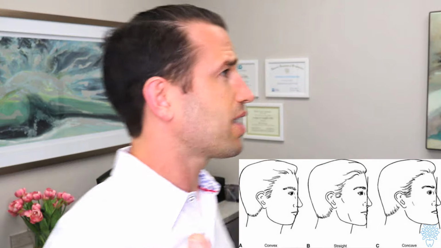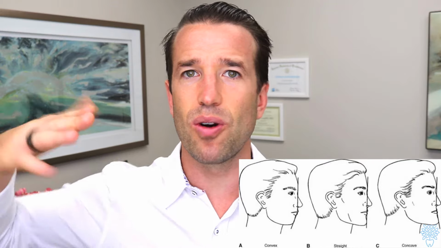Let's go through the look of the head. So sometimes we'll say it's straight, we'll say it's convex, or it's concave. And what the heck does that mean? Concave is in general a class 3 looking bite. That's when you look from the side and it has a bite where the lower teeth seem too far forward. So it's like this, that's concave.